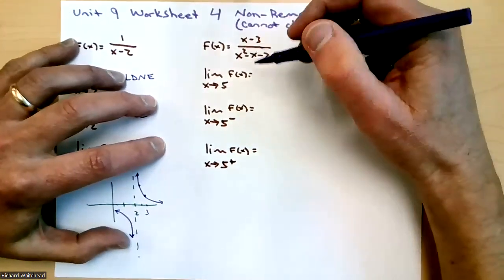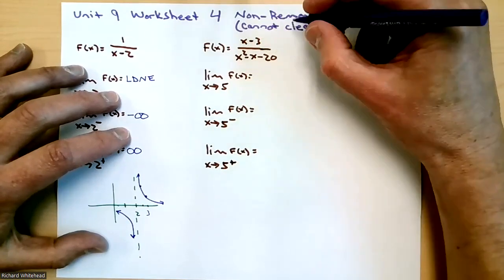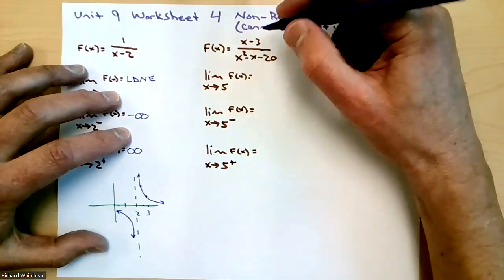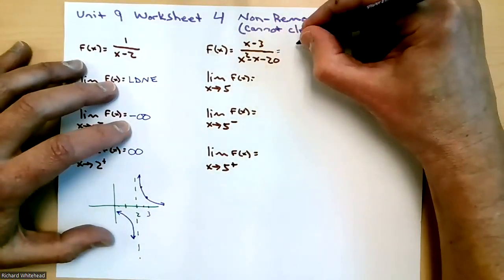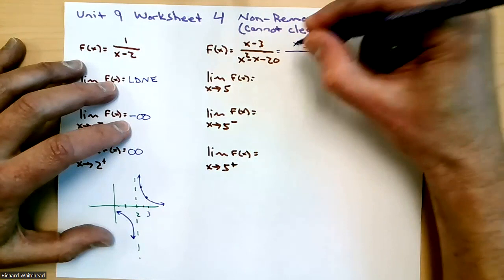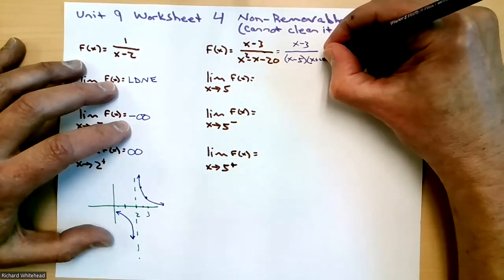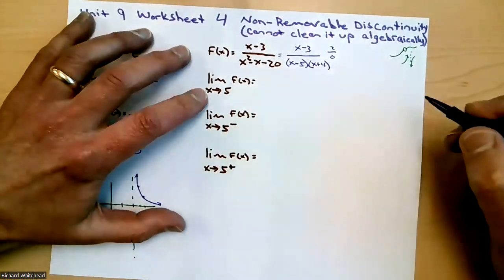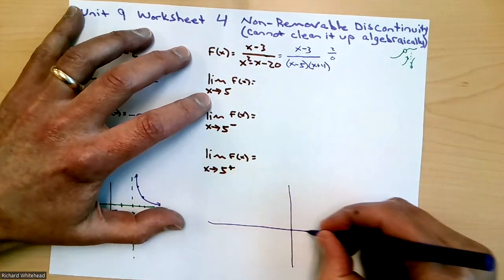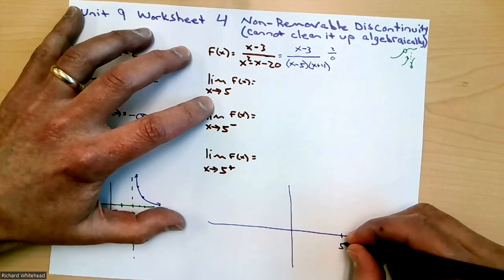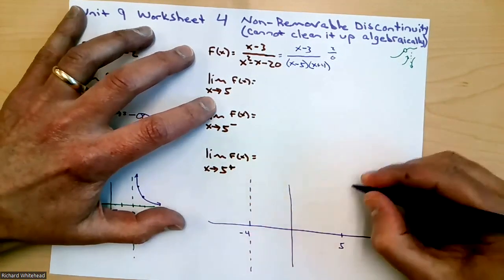So a problem like this, you say, oh, this is no big deal. If I plug in 5, oh, this is easy. If I plug in 5, I get 2 over 25 minus 5. Wait a second, I get 2 over 0. Oh man, I got 2 over 0. That means it has an asymptote there. It's one of these guys. So you say, uh-oh, let me see. 5 and -4 is where we have vertical asymptotes.